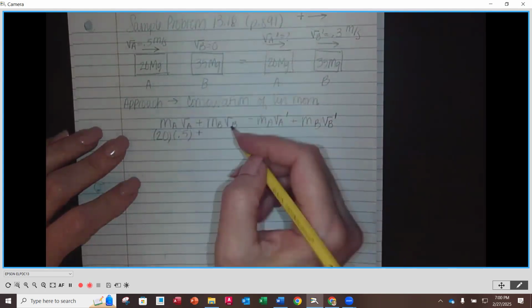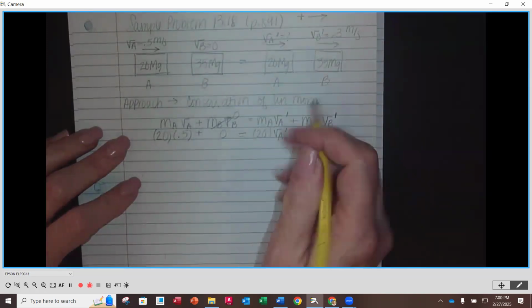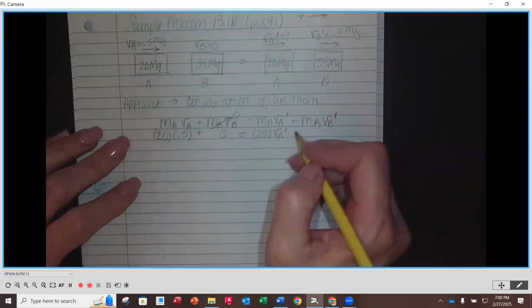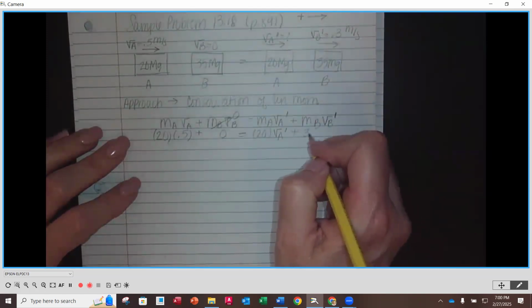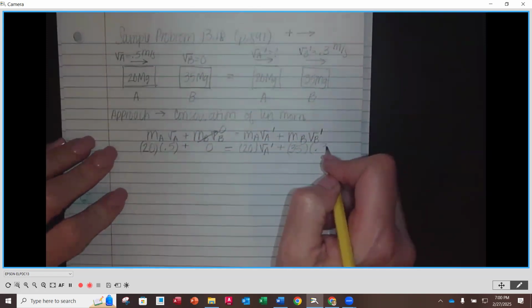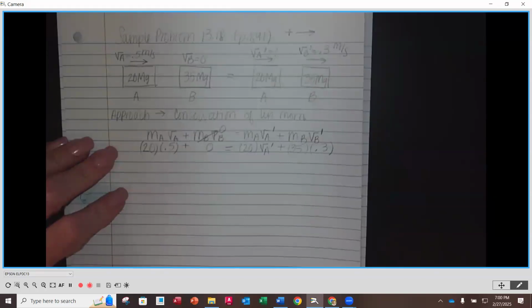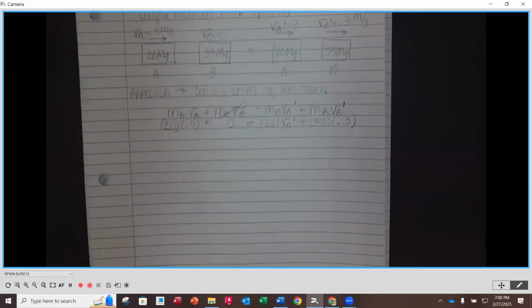we know that the velocity B is 0, so that means that this is going to go to 0. It's at rest. It does not have momentum. It will only have momentum when it's moving. It's going to be equal to the mass of A. We know that's 20. We don't know velocity A prime, so that's an unknown. Plus our mass of B, which is 35, times velocity B prime, which is 0.3. So our only unknown here is the velocity A prime. So we want to solve for that. Go ahead and solve for the velocity A prime from this equation.